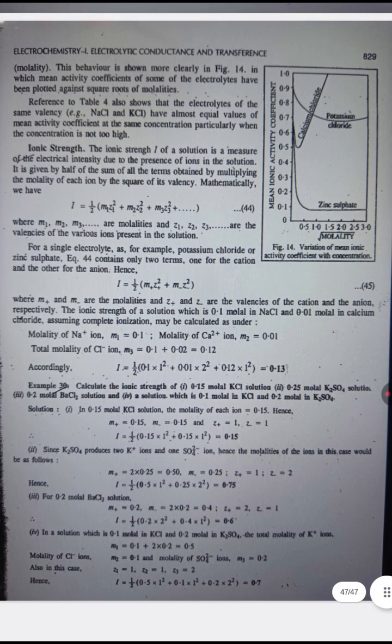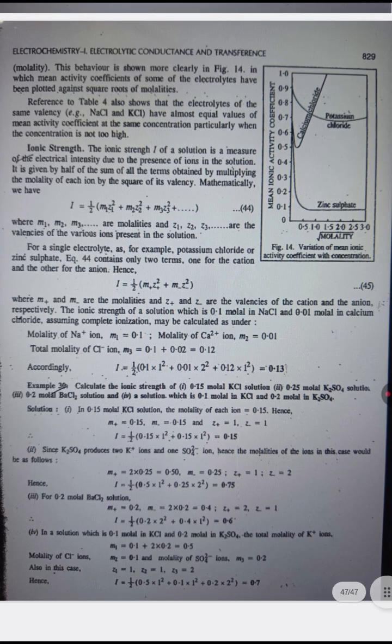This behavior is shown more clearly in this figure, in which mean activity coefficients of some of the electrolytes have been plotted against square root of molarities. Reference to table 4 also shows that the electrolytes of the same valencies, for example NaCl and KCl, have almost equal values of the mean activity coefficient at the same concentration, particularly when the concentration is not too high.